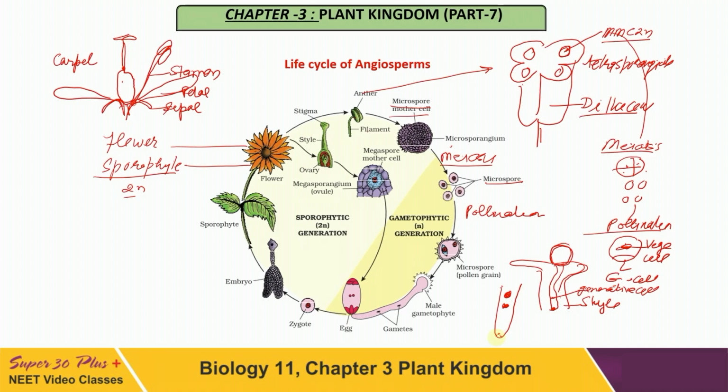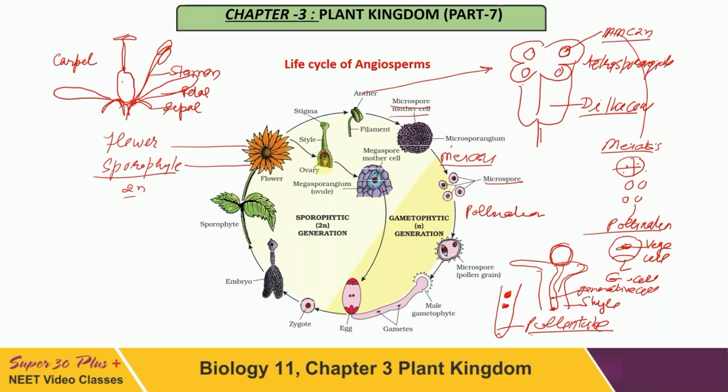And what happens now? This pollen tube has to enter into the ovule, that is, into the embryo sac. We have to see that a little later. Come to this point now. Now this is the female reproductive organ. This is the stigma, this is the style, and this is the ovary.